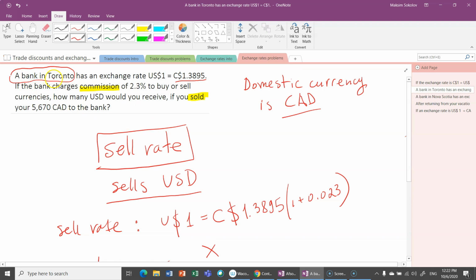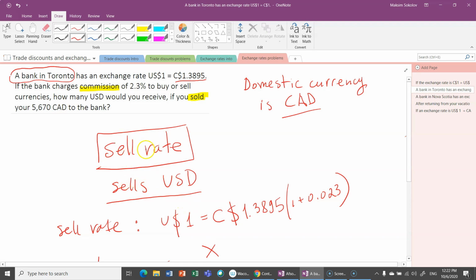So once again, I want to review this problem. The bank is in Toronto, which means that Canadian dollar is the domestic currency. This means that the bank actually sells USD to you. So if you need USD, if you say that you sell your Canadian dollars to get USD, what the bank is doing is that they are selling USD to you. And because they sell USD to you, they call it sell rate.